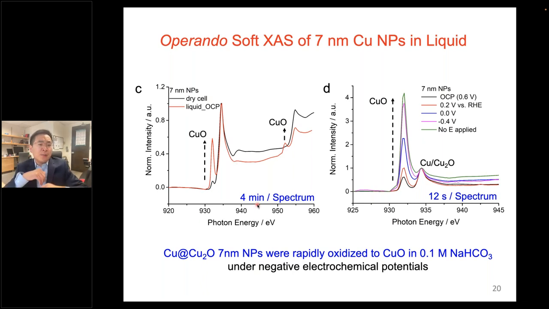Back then, our approach was that maybe we could use an active electrochemical potential to reverse the beam-induced oxidation. That turned out to be very challenging.